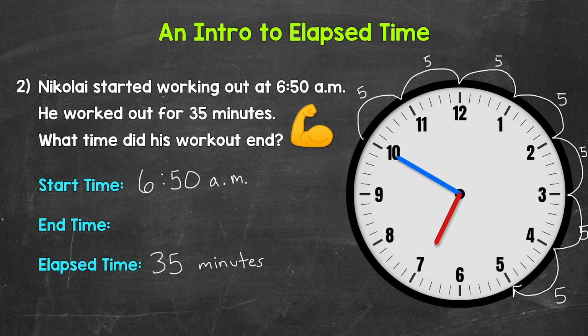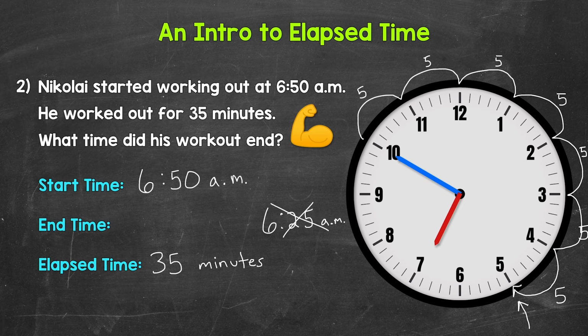So in 35 minutes, the minute hand is going to be pointing to the 5. That means our end time is 6:25 a.m., right? Well, if he started at 6:50 a.m., would it make sense that he ended at 6:25 a.m.? No, that doesn't make sense. This is not correct. Think about it.